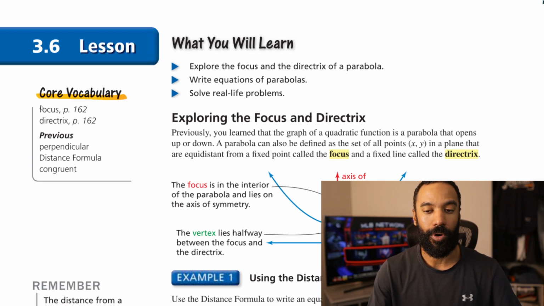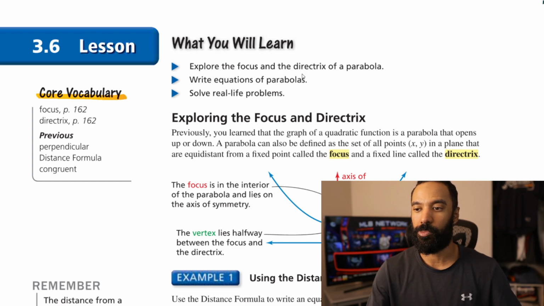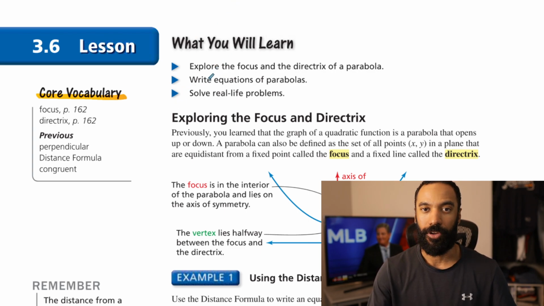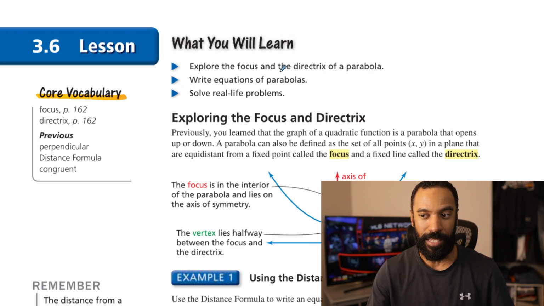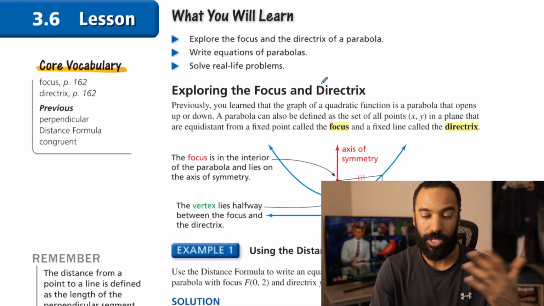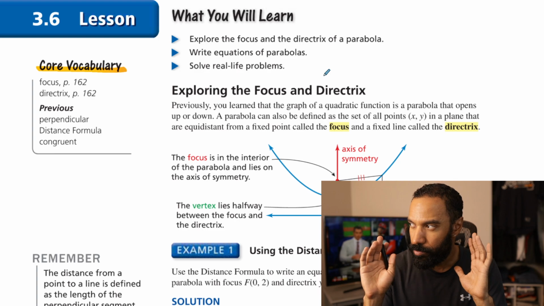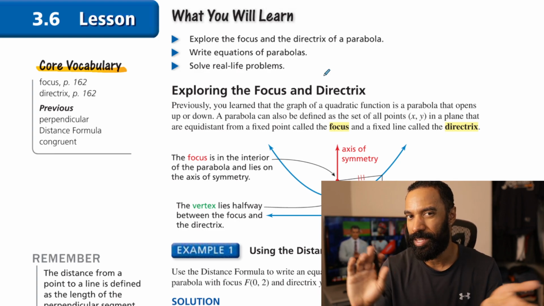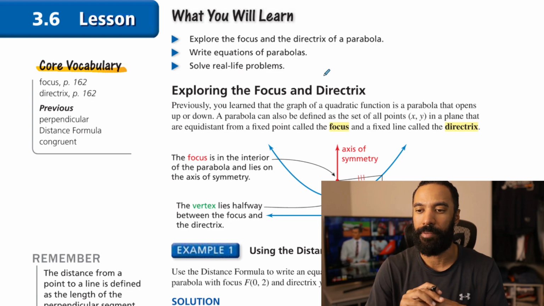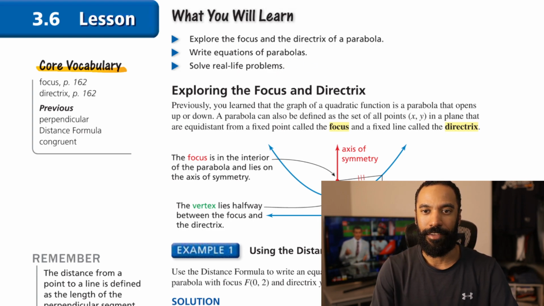3.6, focus of a parabola. Your core vocabulary are the words focus and directrix. We will explore the focus and the directrix of a parabola, new terms for you guys, and a new way of looking at the parabola. There is plotting points, but there's also getting these two identifiers within it. We're going to write equations of parabolas, kind of the same as before, only we're going to do it off the focus and the directrix, I'm guessing, and I'm still going to make sure to graph parabolas along the way, and solve real life problems.